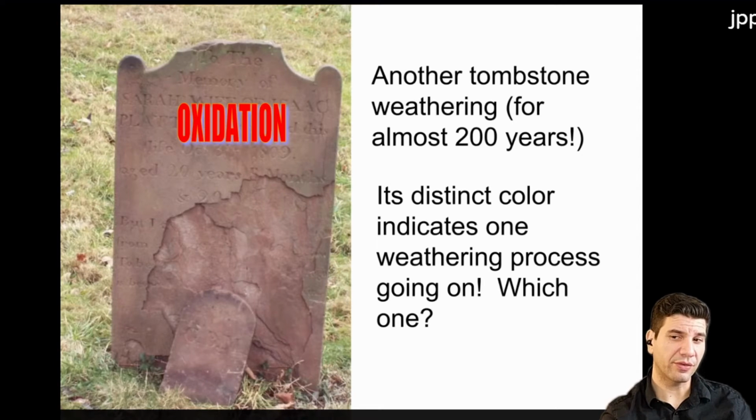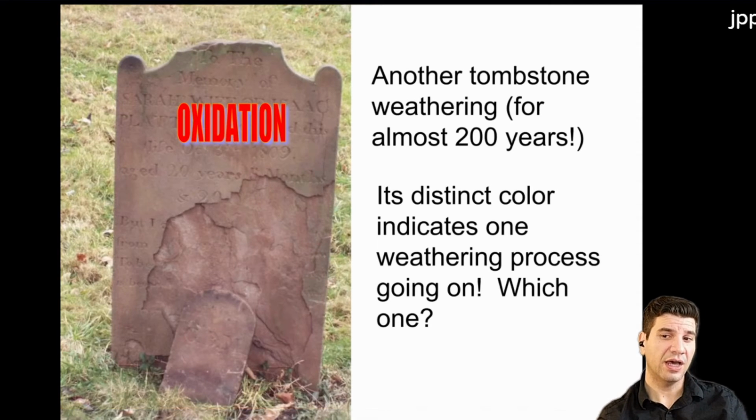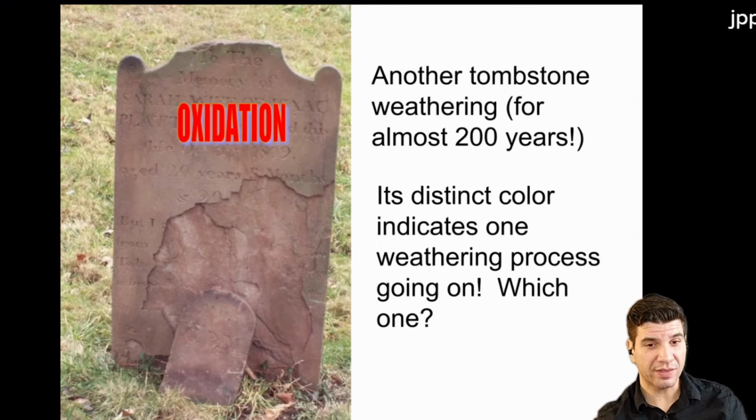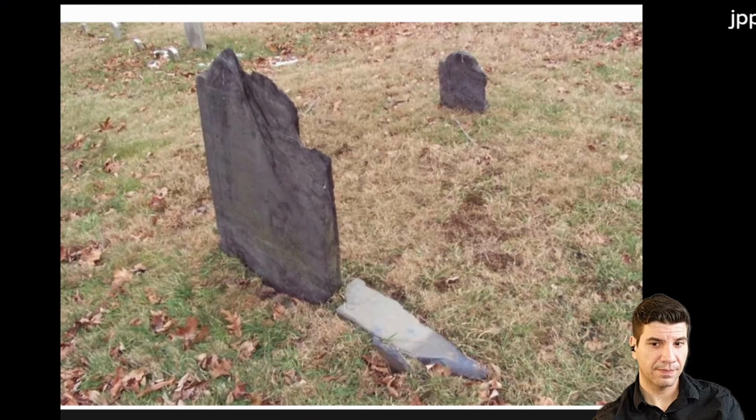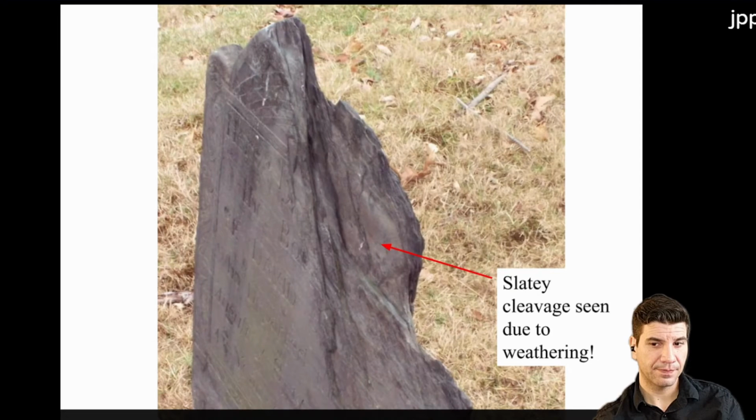Another tombstone weathering for almost 200 years here. This distinct color indicates one weathering process going on. Which one? Well, if it's red tinged, you're going to know that it's got to be oxidation. What other processes are occurring? You see how those layers are peeling off? Call that exfoliation. You can even see the slaty cleavage from the slate itself.